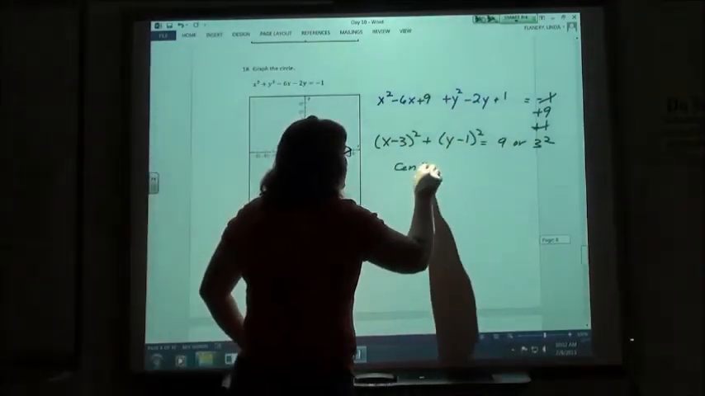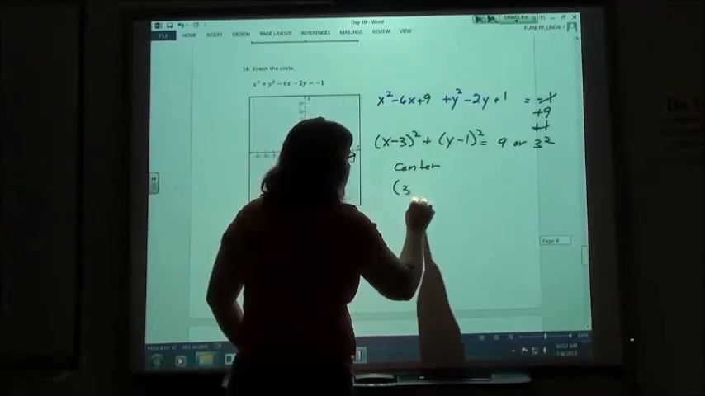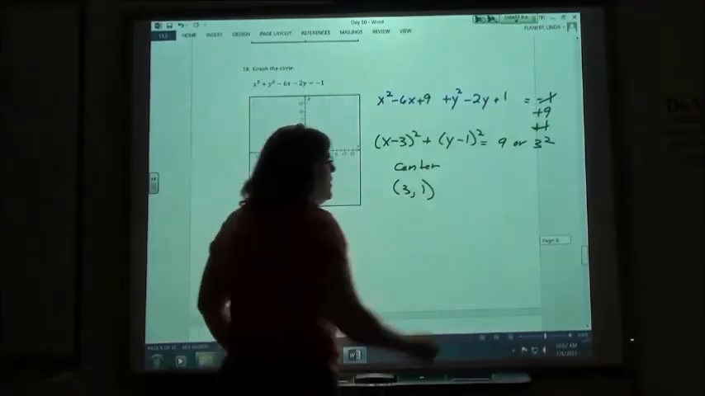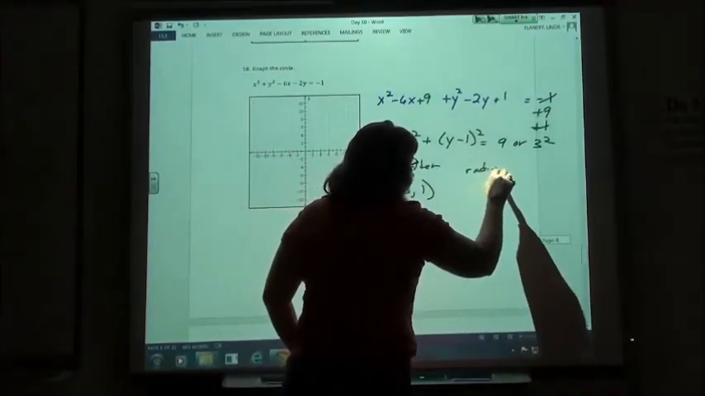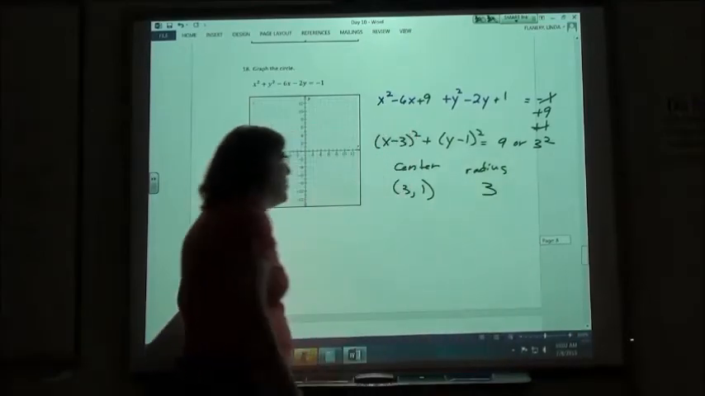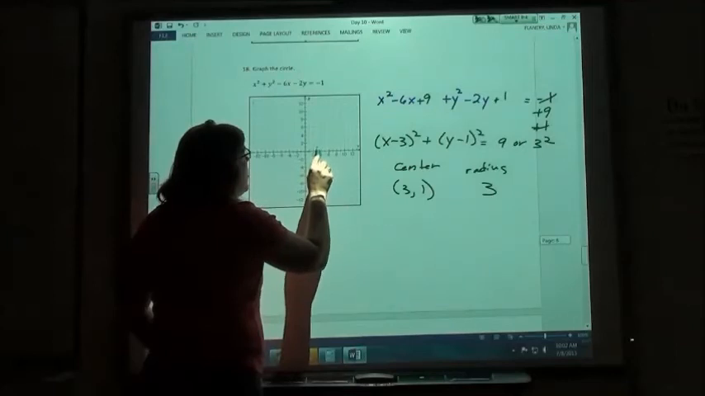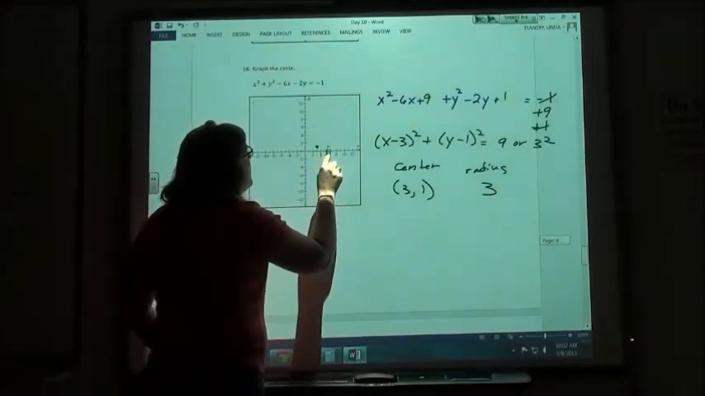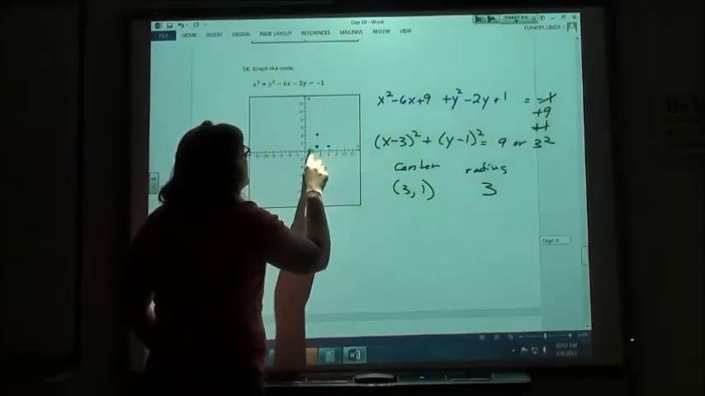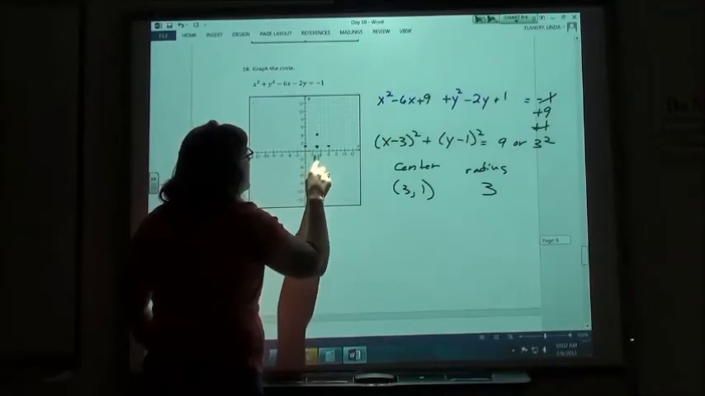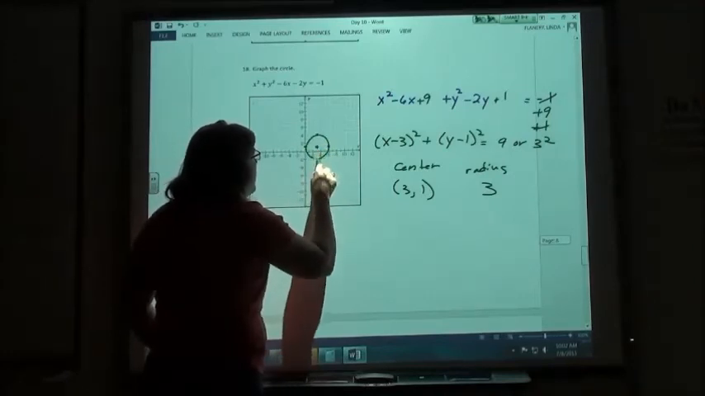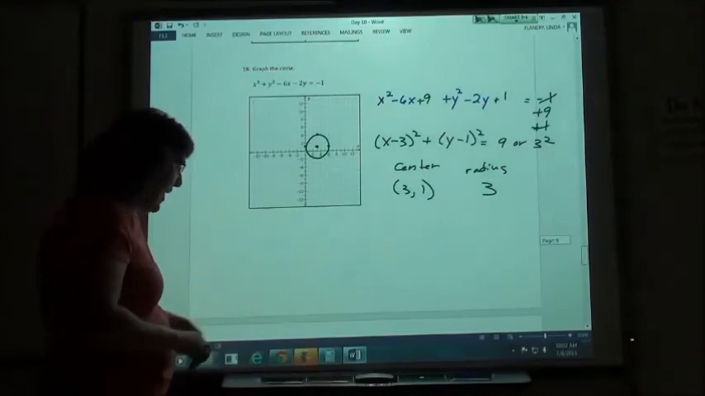My center in this case is going to be at positive 3 and positive 1. My radius again happens to be 3. So 1, 2, 3, 1. 1, 2, 3 for my radius. And my circle would look something sort of like that.